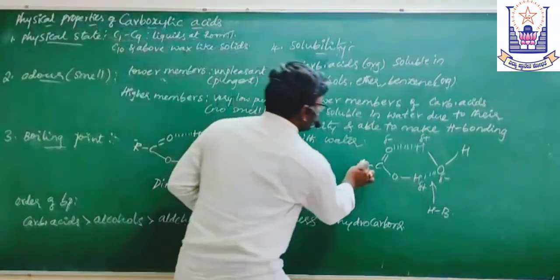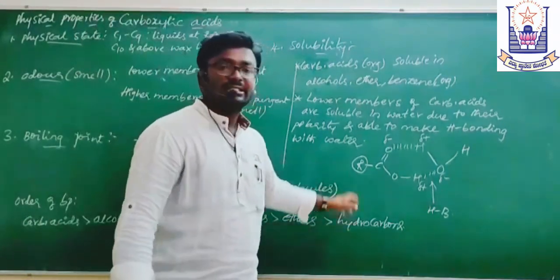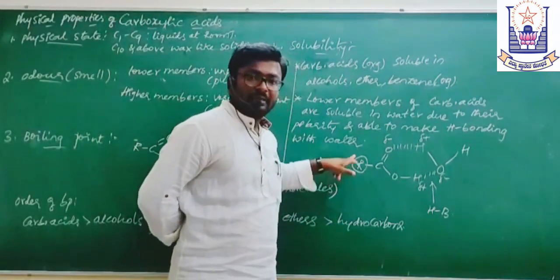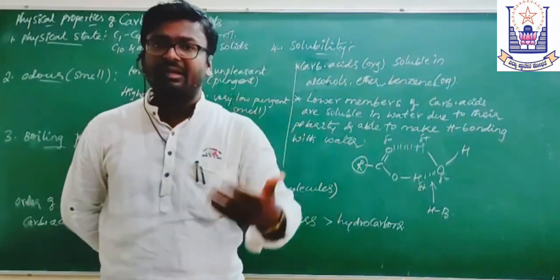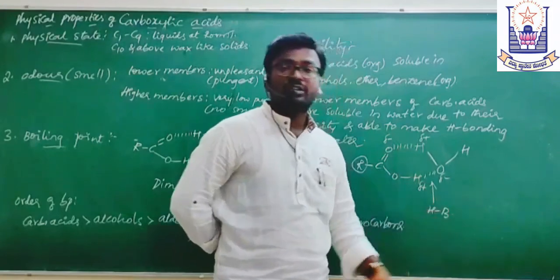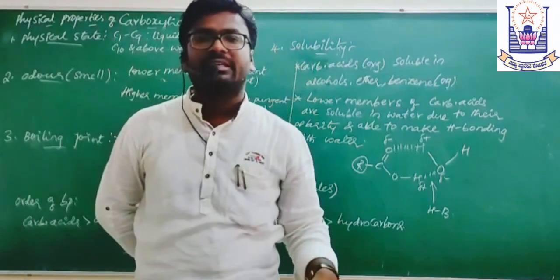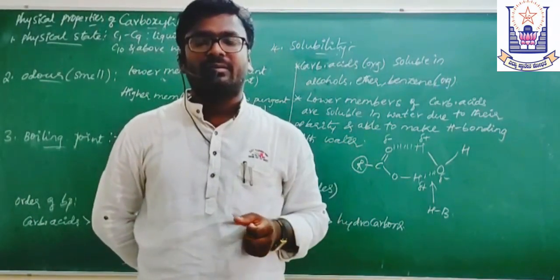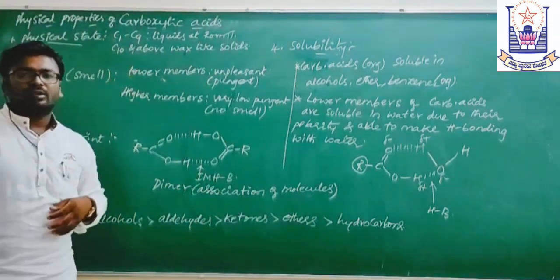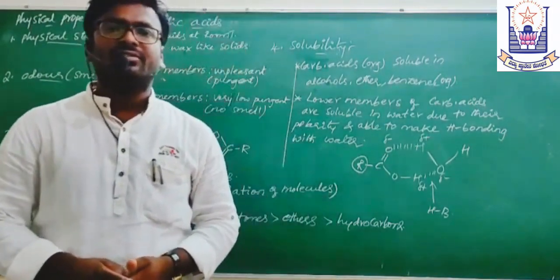Okay, when the alkyl part, that is the number of carbon atoms in the alkyl part, increases, as we move from methyl, ethyl, propyl, butyl, pentyl, like that, polarity of this group decreases and ability to make hydrogen bonding with water also decreases. Then the higher members of the carboxylic acids are insoluble in water. Okay, so this is all about the physical properties of the carboxylic acids. In the next class we shall discuss the chemical properties of carboxylic acids.